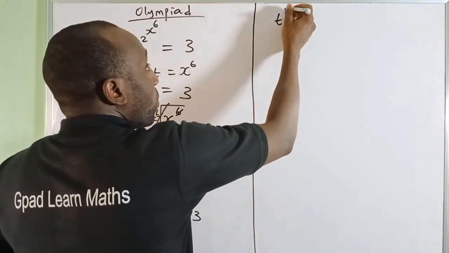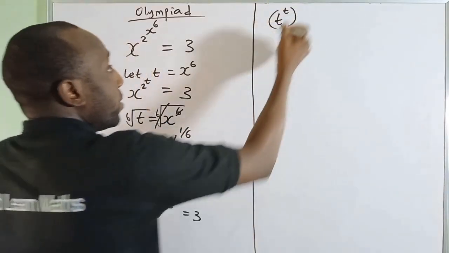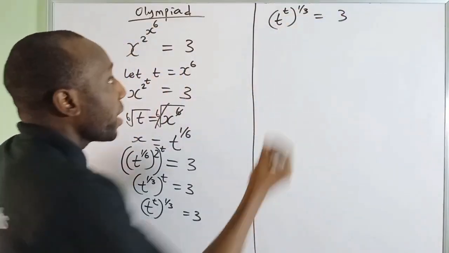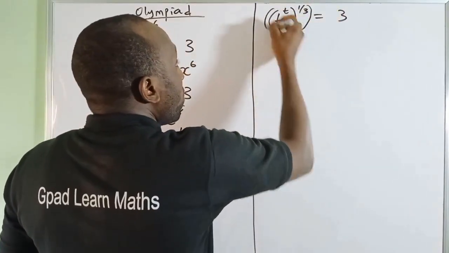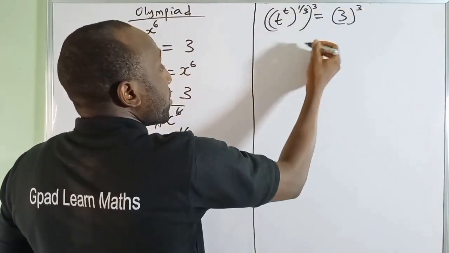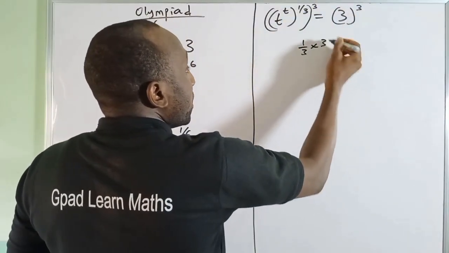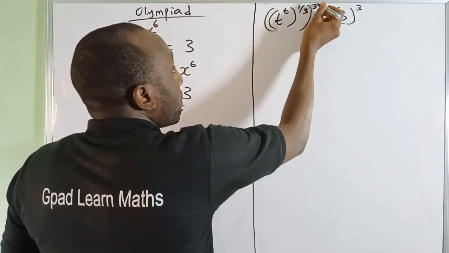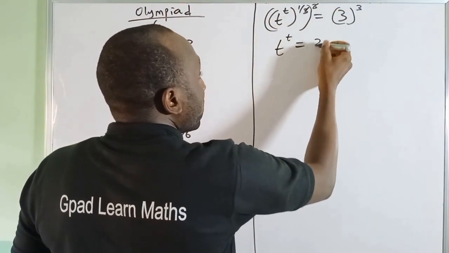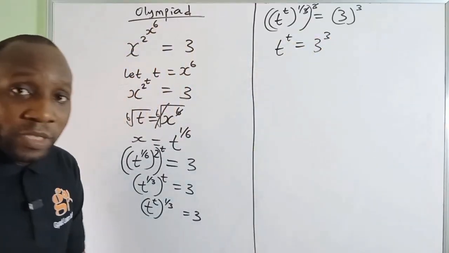So t raised to the power of t, then 1 over 3, is equal to 3. I said cube both sides. So that will be all raised to the power of 3, and here, all raised to the power of 3. Look at this, 1 over 3 times 3 is 1. So 3 will cancel 3. And that leaves you with t raised to the power of t, which is equal to 3 raised to the power of 3. Wow. Does this not look interesting?